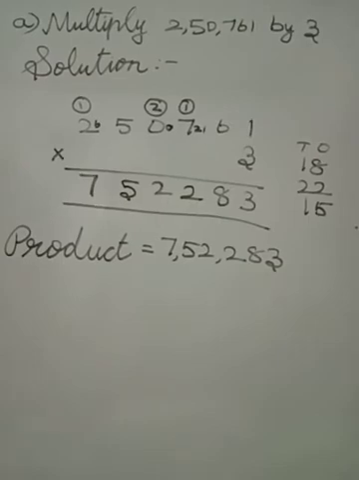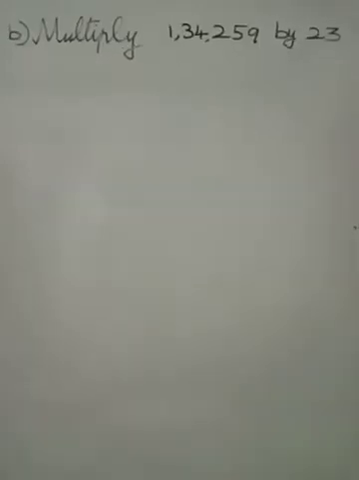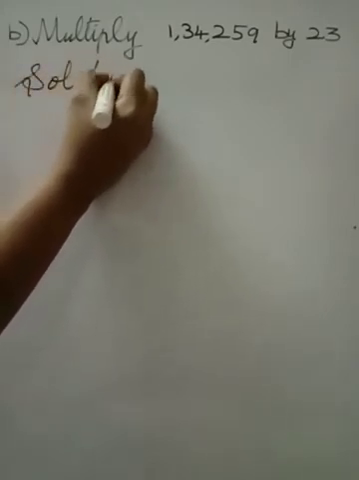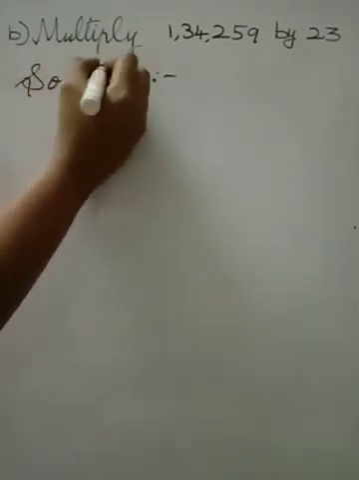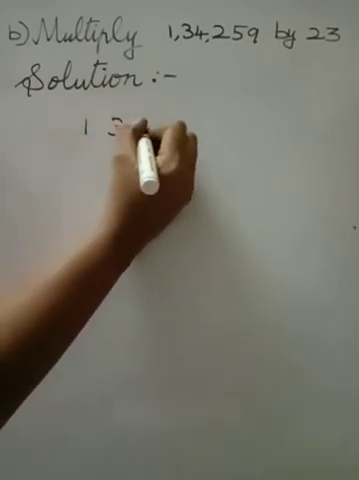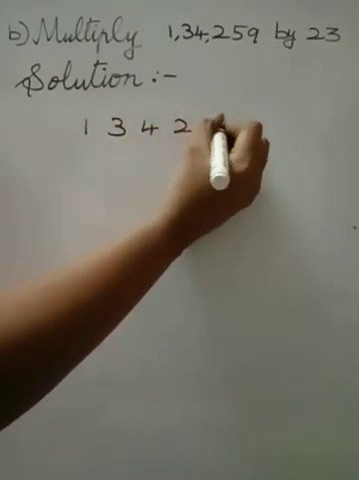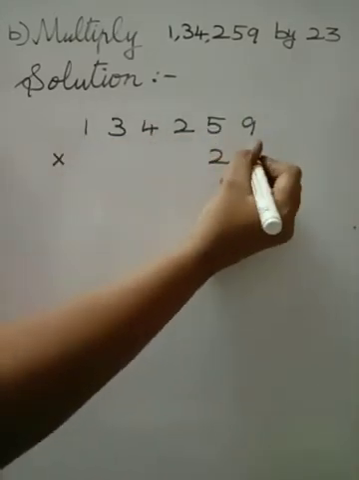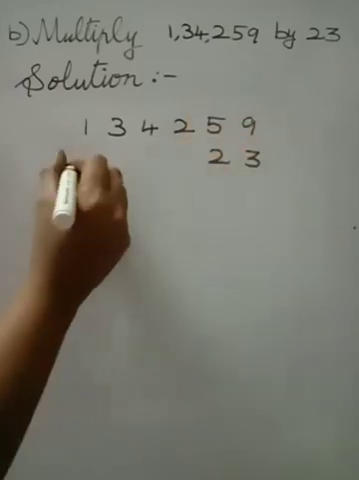Next we are going to see the 2-digit multiplier. See here, the next sum: multiply 1,34,259 by 23. It is a 2-digit number, isn't it? So write it as solution. That is the answer. And now write the number. It is 1, 3, 4, 2, 5, 9 into 23. Write the numbers in order.